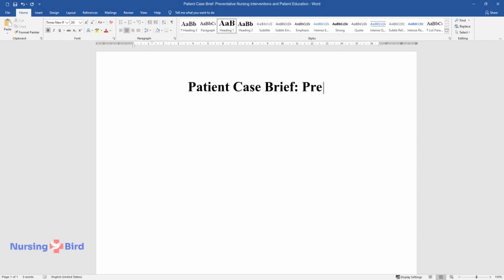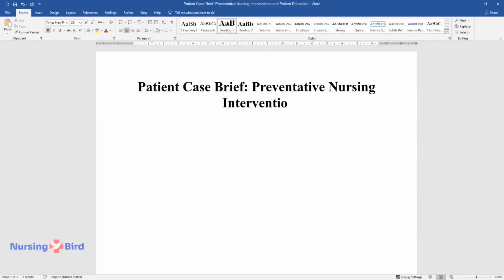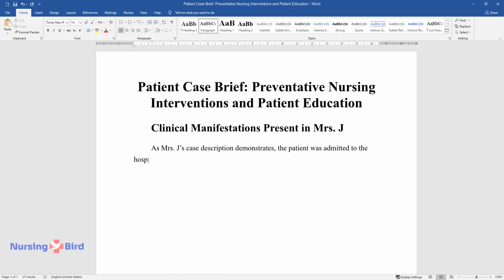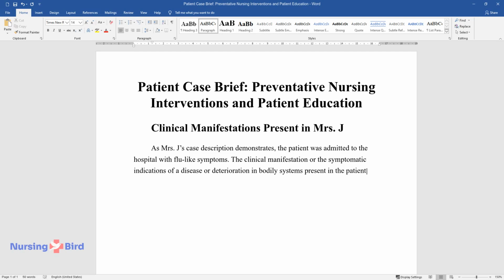Patient case brief, preventative nursing interventions and patient education. Clinical manifestations present in Mrs. J. As Mrs. J's case description demonstrates, the patient was admitted to the hospital with flu-like symptoms. The clinical manifestations, or the symptomatic indications of a disease or deterioration in bodily systems, present in the patient include nausea, malaise, cough, and fever.